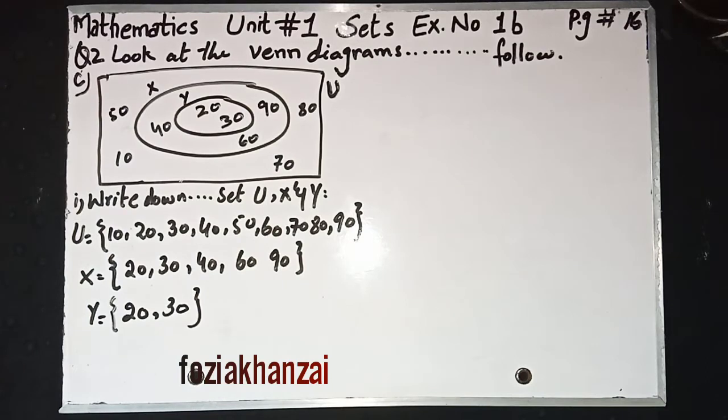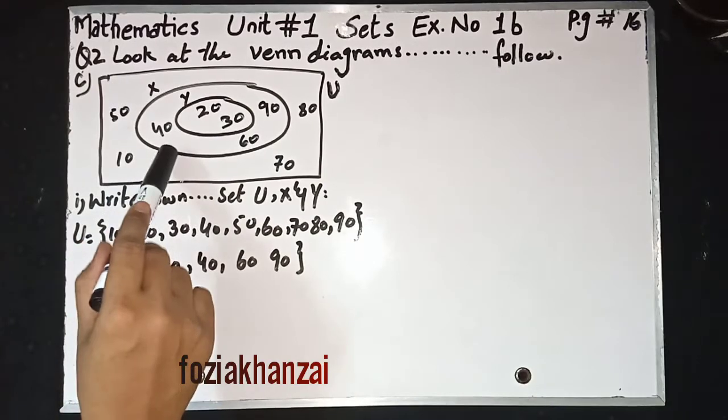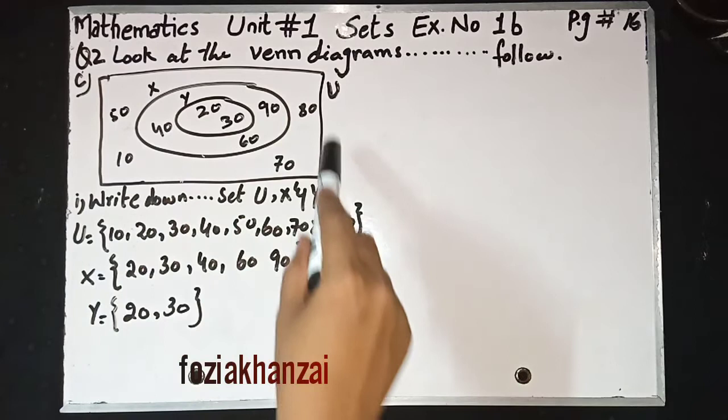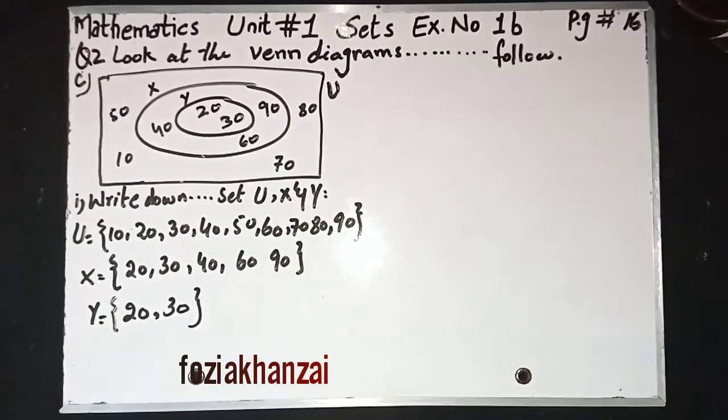According to the definition of subset and superset, when a set is fully contained in a bigger set, then it is said to be a subset of the bigger set. The bigger set is called the superset. It means set X is a superset and set Y is a subset. The rectangle box shows the universal set. The first part: write down the elements of set U, X and Y.